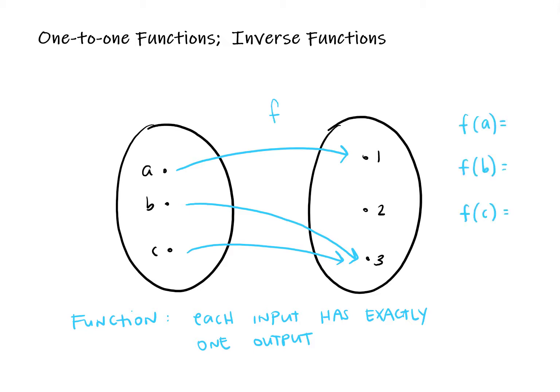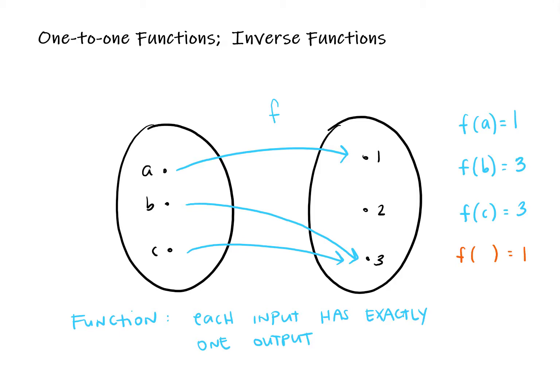Because this is a well-defined function, we can therefore ask you what is f of A, what is f of B, and what is f of C, and you should know the answers to that. So there's our function f. You can see that we know the output based on whatever input is in our function.